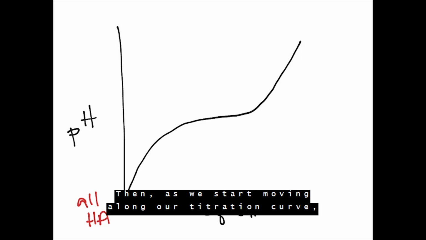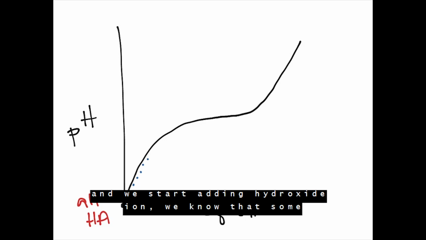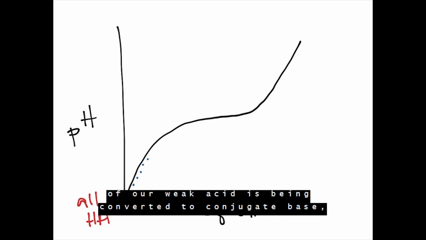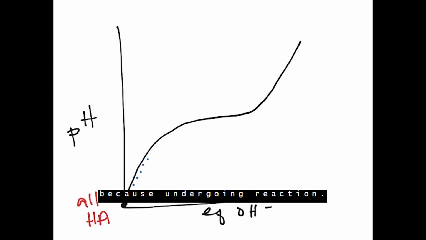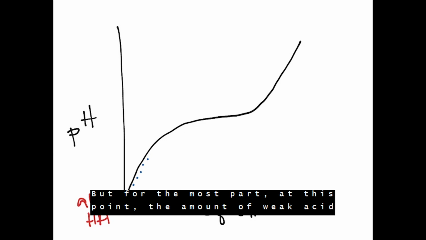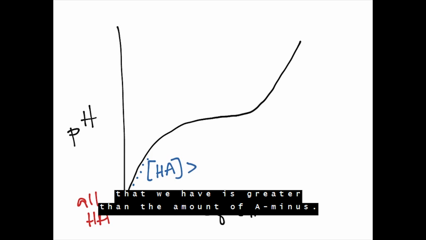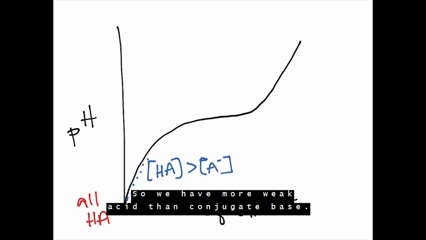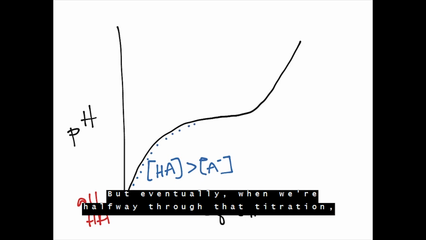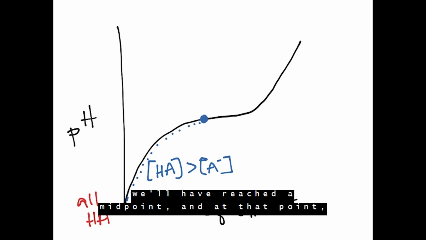Then, as we start moving along our titration curve, and we start adding hydroxide ion, we know that some of our weak acid is being converted to conjugate base because it's undergoing reaction. But for the most part, at this point, the amount of weak acid that we have is greater than the amount of A minus. So we have more weak acid than conjugate base. But eventually, when we're halfway through that titration, we will have reached a midpoint, and at that point, we will have reacted half of our weak acid molecules.